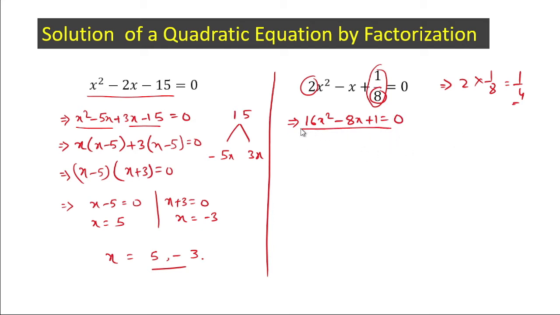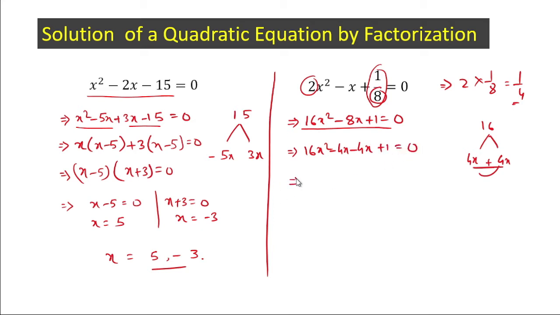Now we will multiply the coefficient of x square, that is 16, and 1, that is 16. Now we factor 16 in such a way that we get the coefficient of x, which means 8. If we factorize it into 4 and 4 and add them, it will become 8. Here 8 is given. Now we can write 16x square minus 4x minus 4x plus 1 is equal to 0.